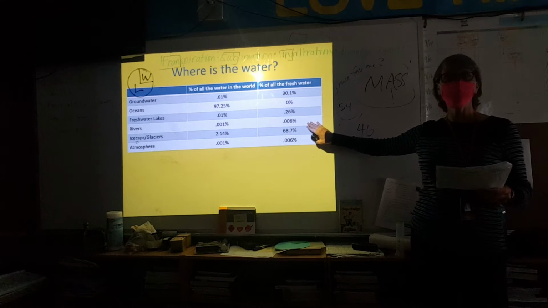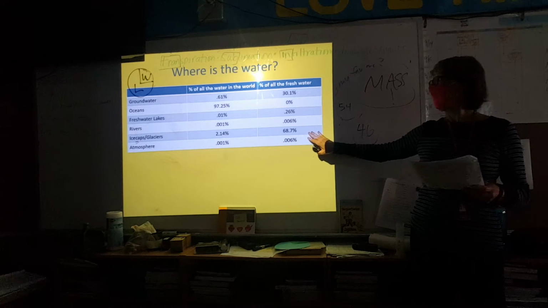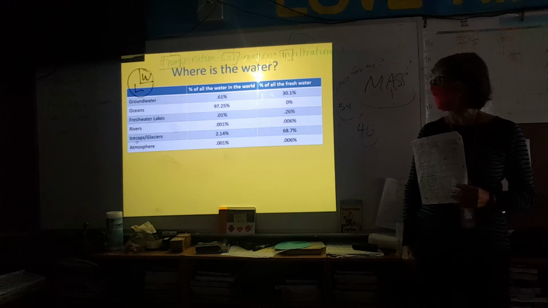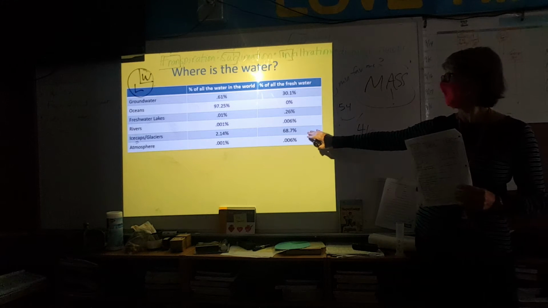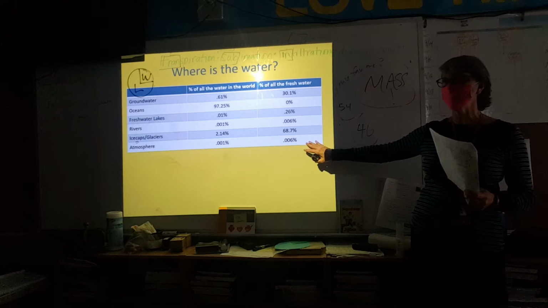Rivers, 0.006%. Ice caps and glaciers, of all the fresh water in the world, make up 68.7% of the fresh water. Rivers and atmosphere are the same. Atmosphere is 0.006% again.